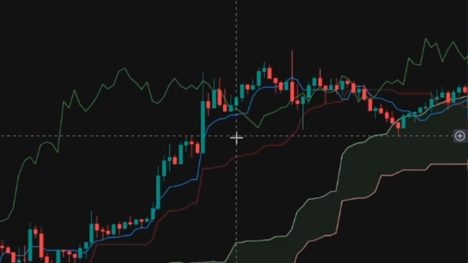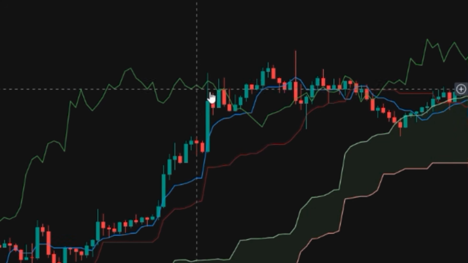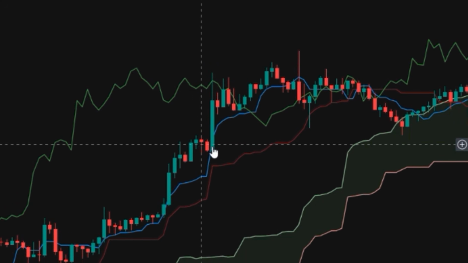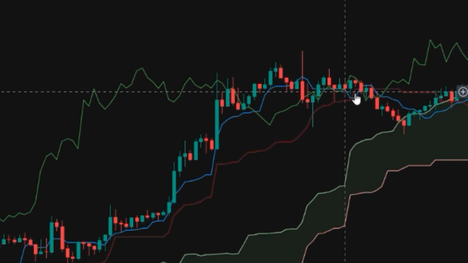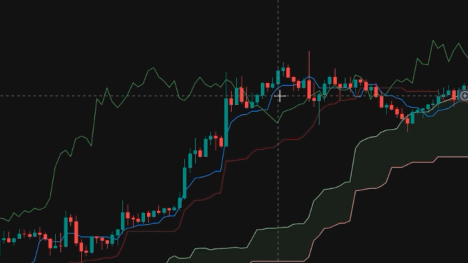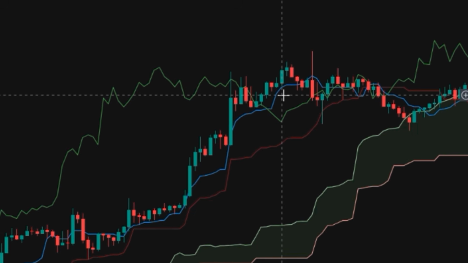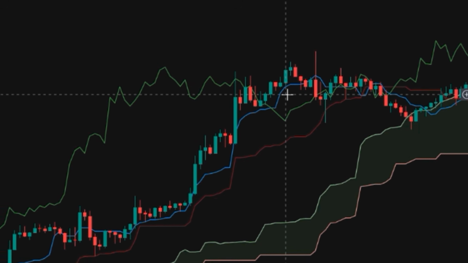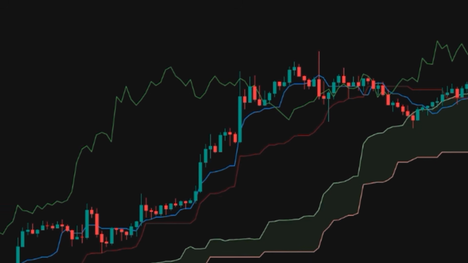And indeed, the trend, as you can see, has begun to fade. Lagging span shows a little ahead of time exactly when the trend will start to fade or go into corrections. So let's take another look at how to use the strategy using just a regular chart as an example.